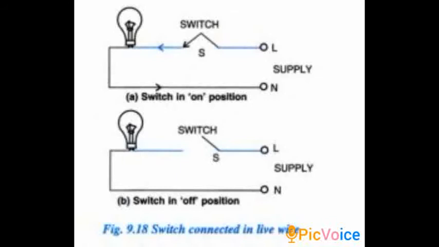Okay, and when it is off, you can see that electrons are not flowing because live wire is not in contact with your bulb. But suppose if you connect this switch to the neutral wire, what will happen? Even when the switch is off, electrons will continue coming from the live wire and get accumulated in the bulb. Okay, and that again will be dangerous.